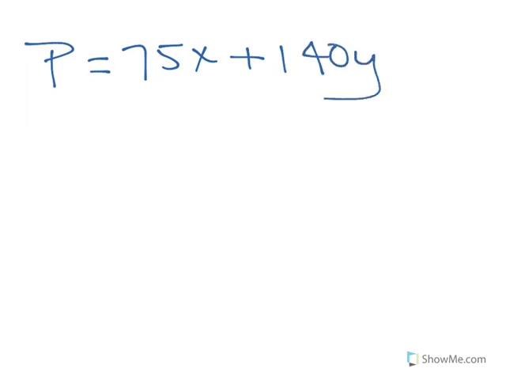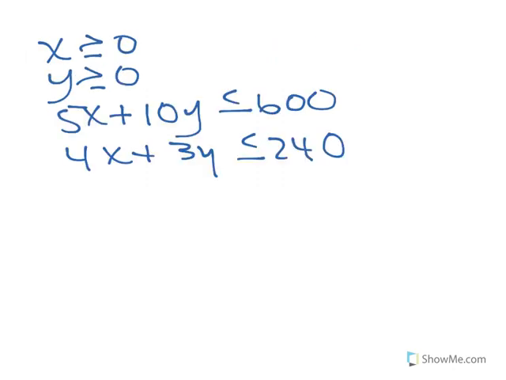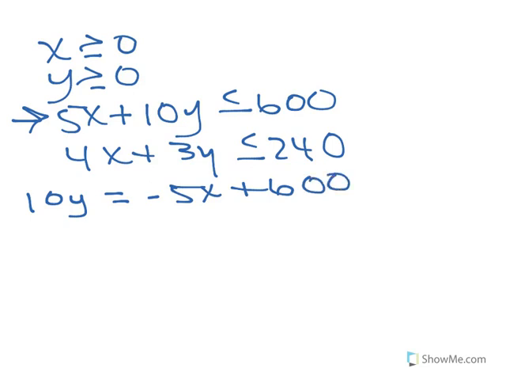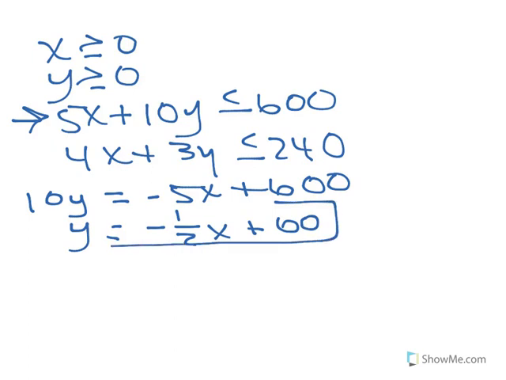When we start graphing, you do not graph the profit equation, you only graph your constraints. Now remember that in order to graph, you're going to want to get y by itself. So we're going to focus on this first one. And I'm going to move the 5x to the other side. I'm not even going to worry about the inequalities right now. I'm just going to look at what I've got here. So I'm going to divide both sides by 10. 5 divided by 10 is 1/2. So we have one equation that we can graph.